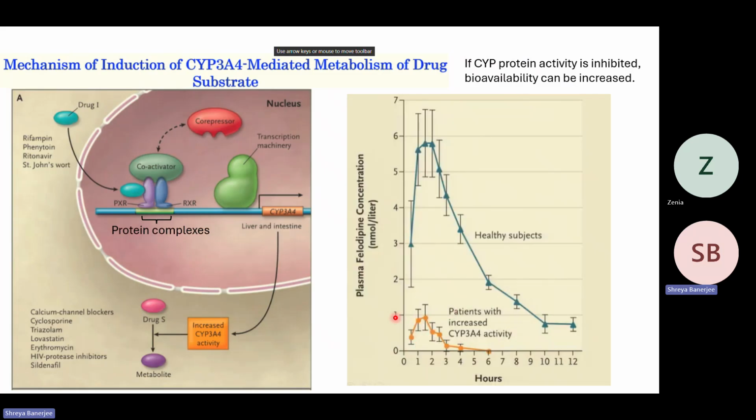It is less than 1 and it goes to 0 after 6 hours. Whereas in the healthy subjects, the drug is bioavailable even up to 12 hours. So if this activity is increased, the bioavailability decreases. Using the opposite logic, if we can inhibit the activity, the bioavailability can be increased.